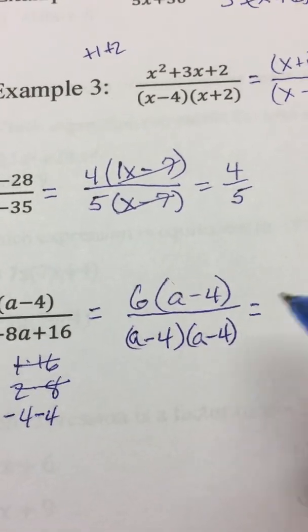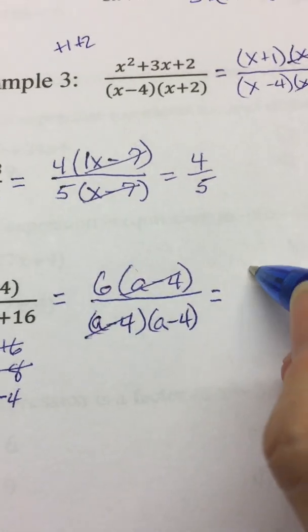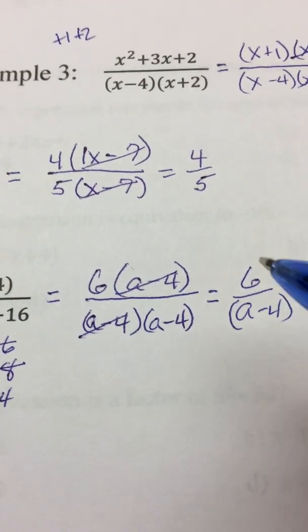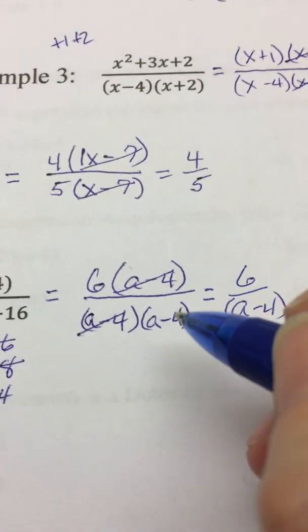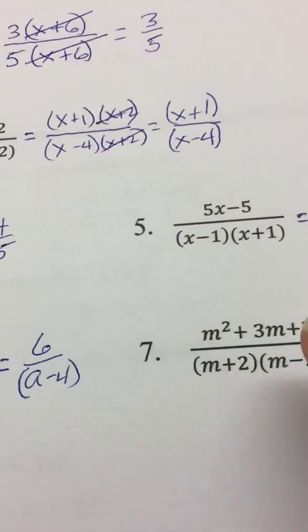Now, is there a factor on top that matches a factor on bottom? Yes, the a minus 4 and the a minus 4 can factor out, so this is 6 over a minus 4. Now, if there had been another a minus 4 on top, I could have canceled out the second one, but I can only do 1 for 1, okay? So 6 over a minus 4, and you can put the bottom in parentheses or not.